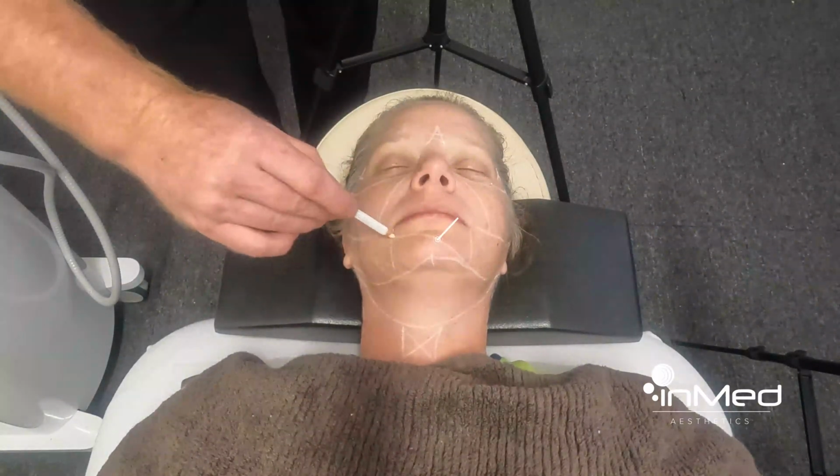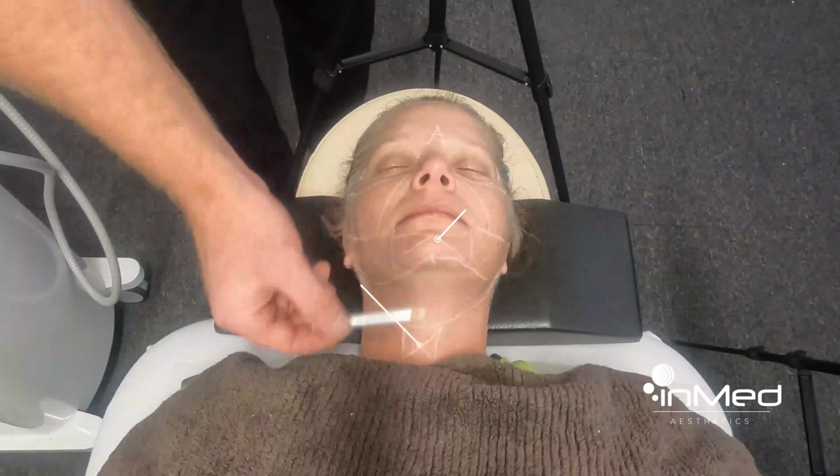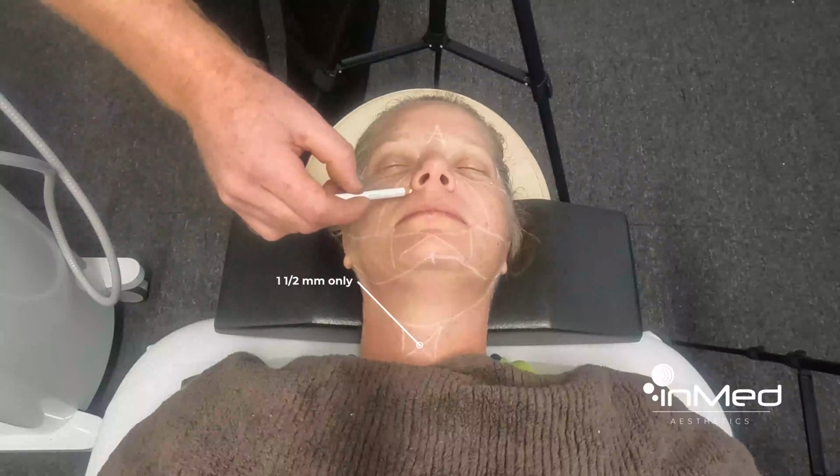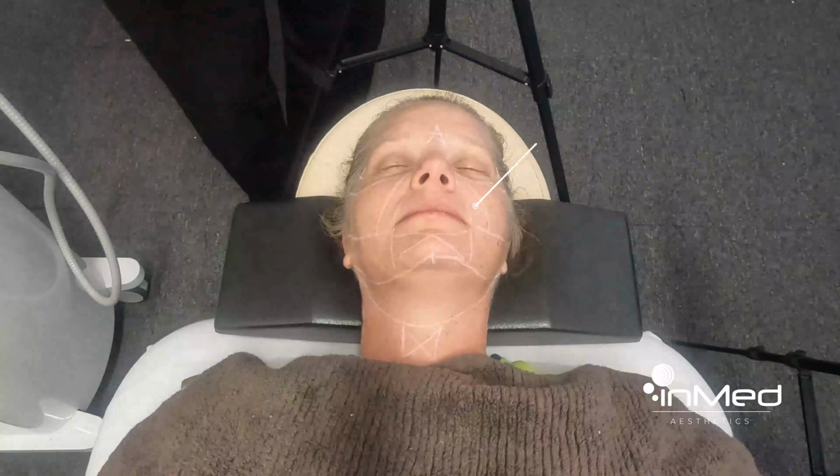Through the chin area here is also 1.5 millimetres only. So 1.5 millimetres, 1.5 millimetres from the top of the side of the nose to the top of the mouth, 1.5 millimetres across that section too.